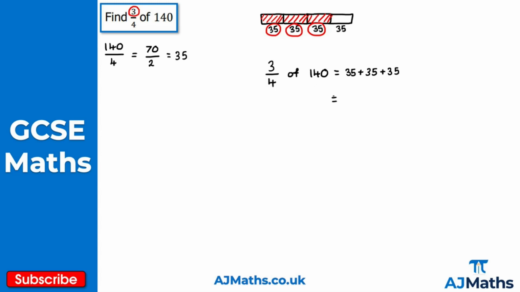So now if we add those together here, 35 plus 35 is 70, plus another 35, that would give us 105 there. Okay. And there we have it. So 3/4 of 140 would give us 105, giving us the solution to question 3.